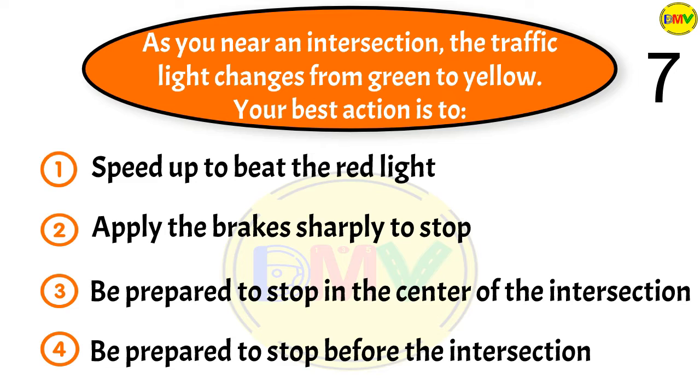Question 7. As you near an intersection, the traffic light changes from green to yellow. Your best action is to: 1. Speed up to beat the red light. 2. Apply the brakes sharply to stop. 3. Be prepared to stop in the center of the intersection. 4. Be prepared to stop before the intersection.